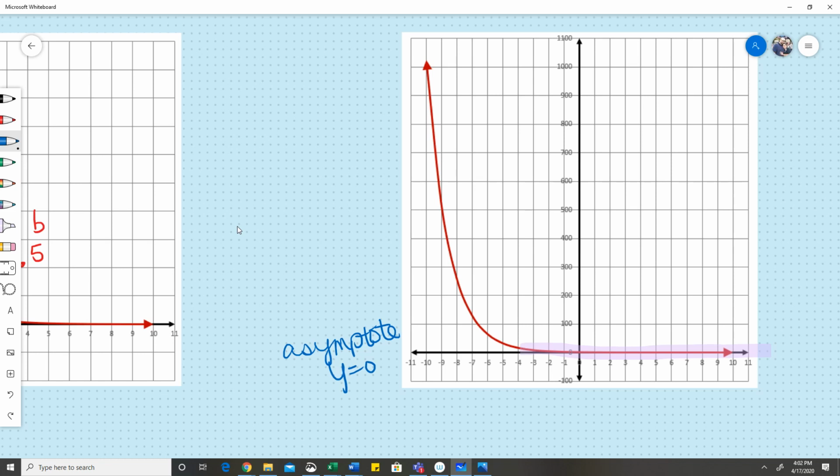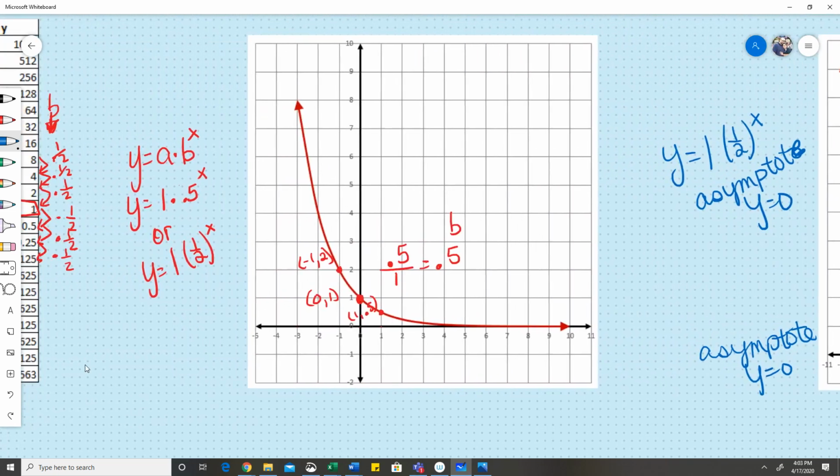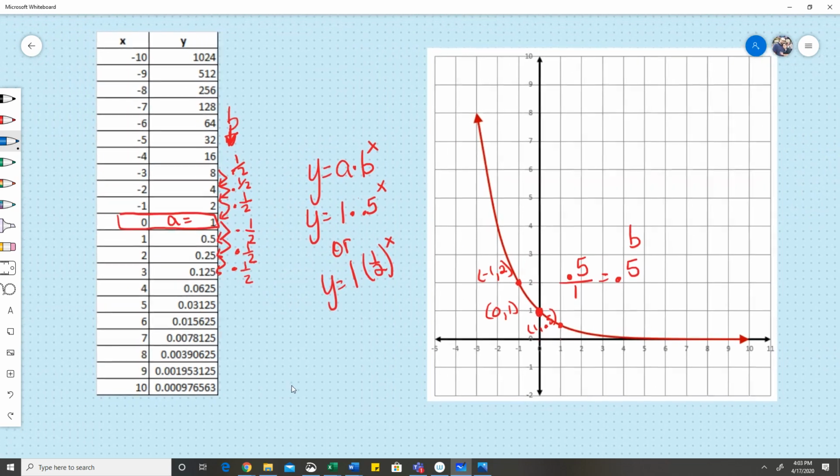Okay? So our equation we had was y equals 1 times 1/2 to the x power with an asymptote at y equals 0. Okay? Those are your exponential functions. And that's what we're looking at this week. We're just looking at those key features. Find the a, find what is your y-intercept, and then find your b. What is it multiplying by each time? That's all you need to be able to write these functions. Okay?